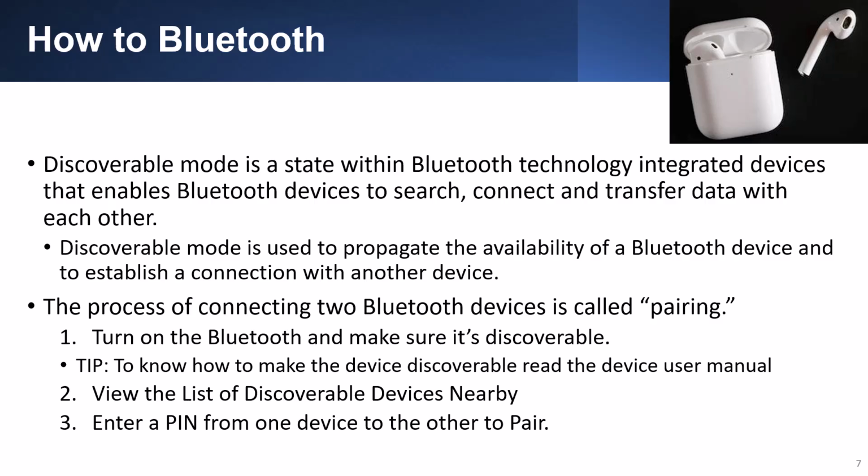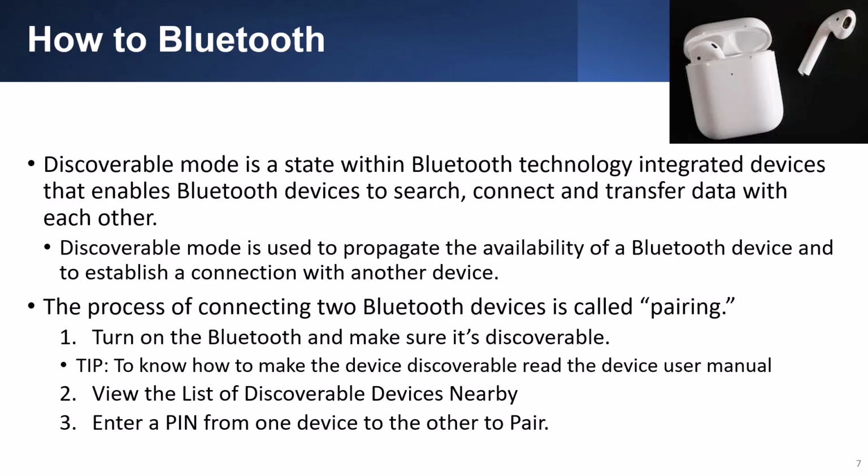Discoverable mode is the state within Bluetooth technology integrated devices that enables Bluetooth devices to search, connect, and transfer data. Discoverable mode is used to propagate the availability of a Bluetooth device and to establish a connection with another device. The process of connecting two Bluetooth devices is called pairing.